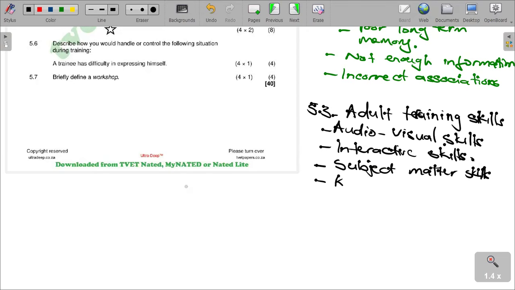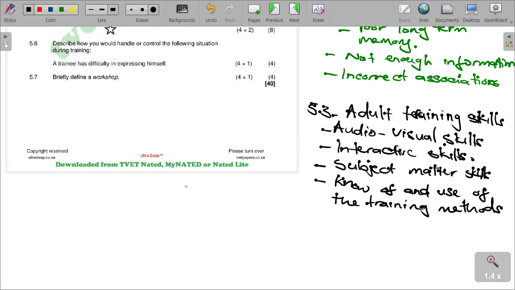And knowledge of the use of the training methods. They are supposed to have these skills. The use of the training methods. Right. So let's go to 5.4.